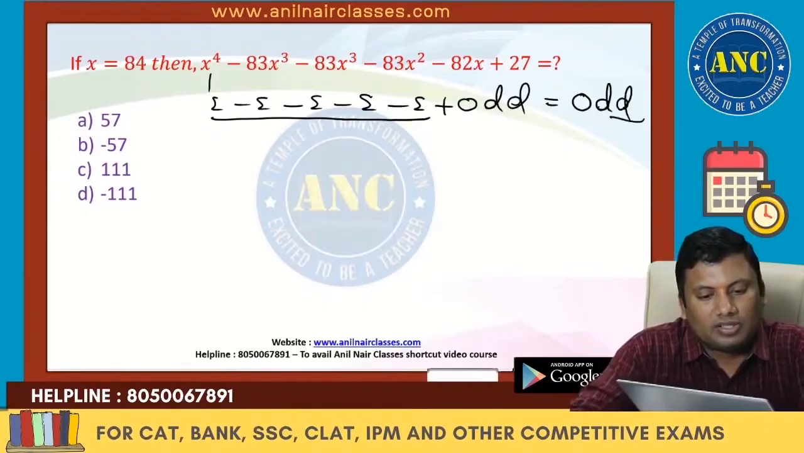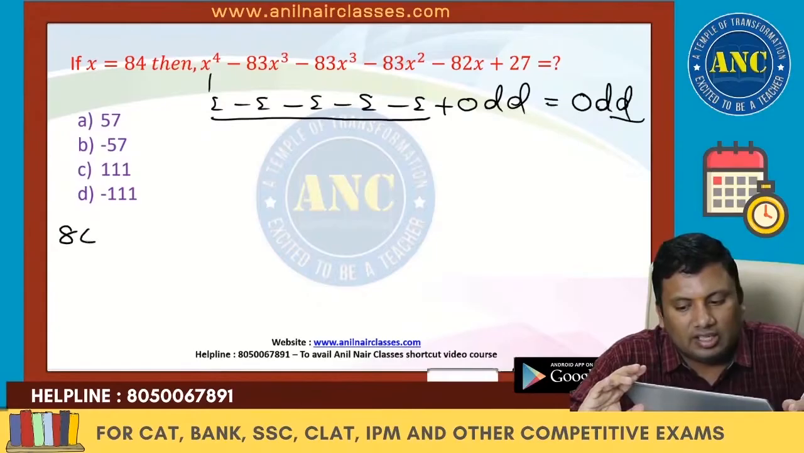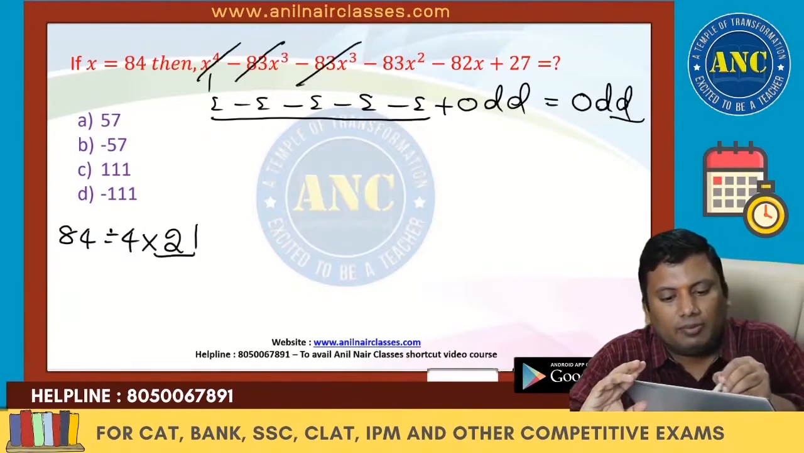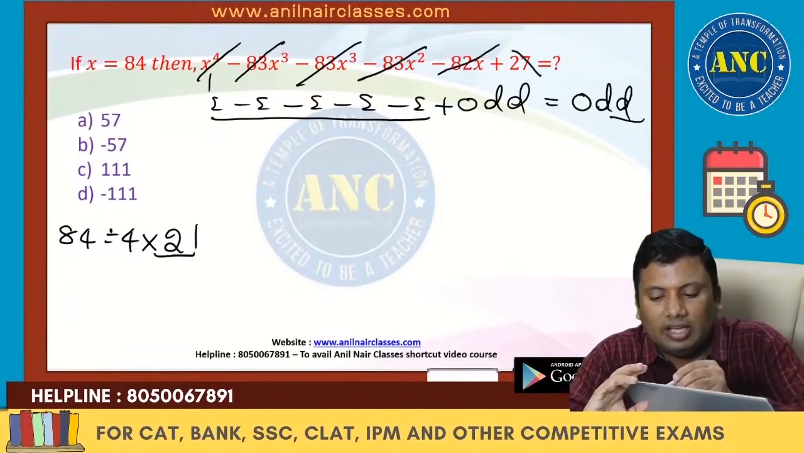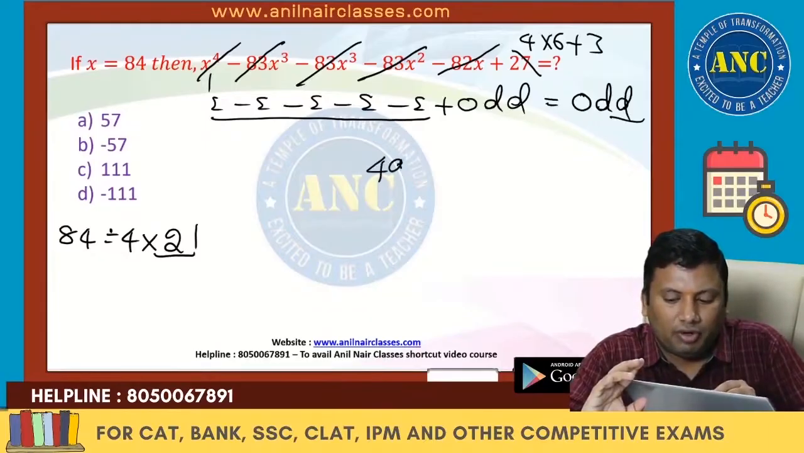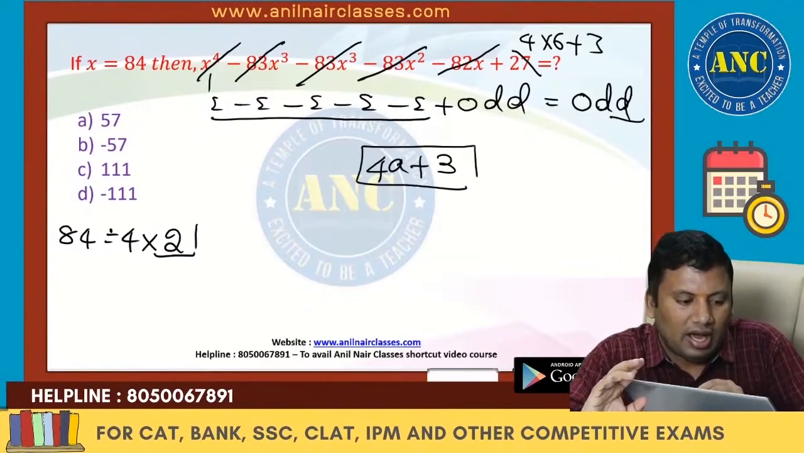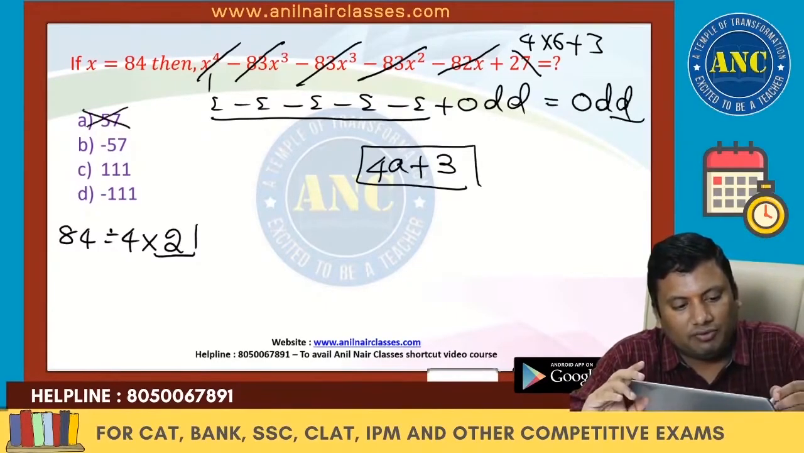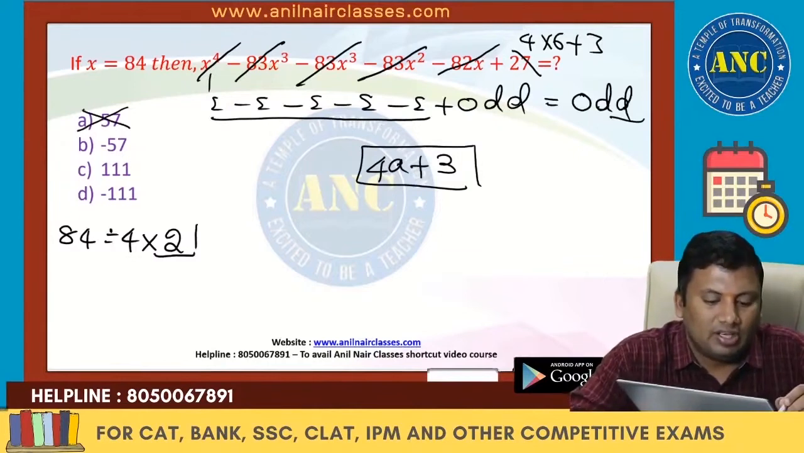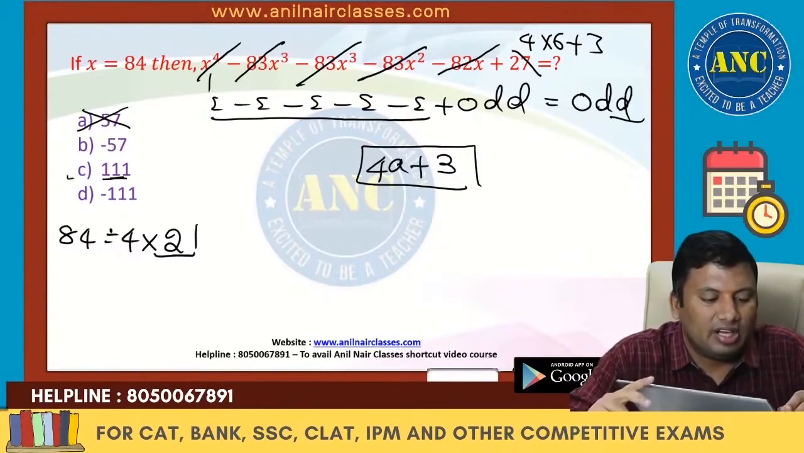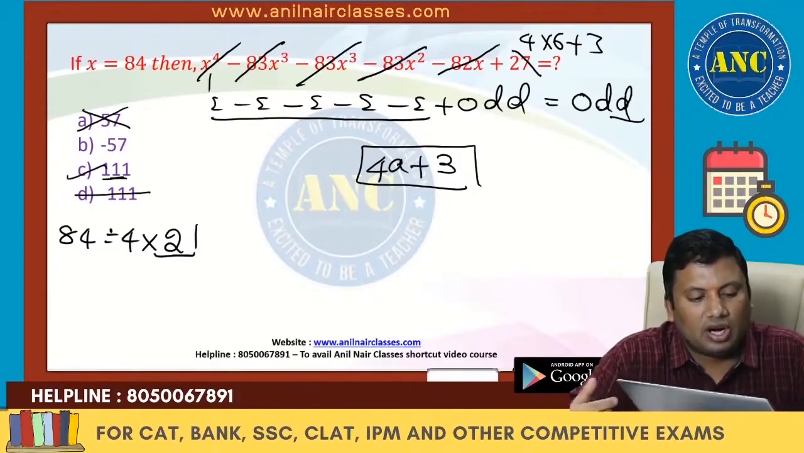All are odd numbers. Now if you see, 84 is divisible by 4. Am I right? 4 into 21. All are divisible by 4. 27 is 4 into 6 plus 3. So the answer when divided by 4 should give remainder 3. 57 is 4 into 14 plus 1. 111 is 4 into 27 plus 3. This could be a possibility. This is not a possibility. This, minus 1, could be a possibility.